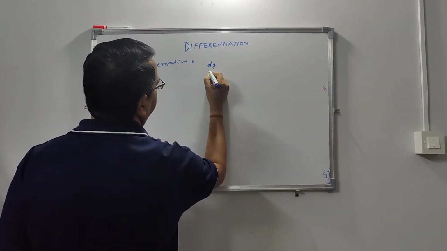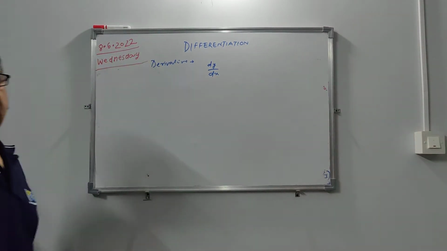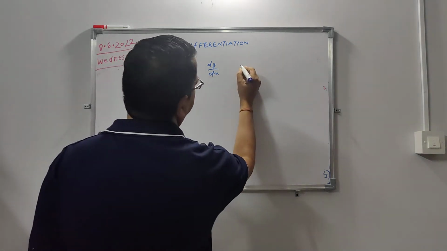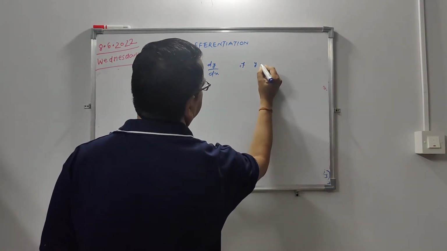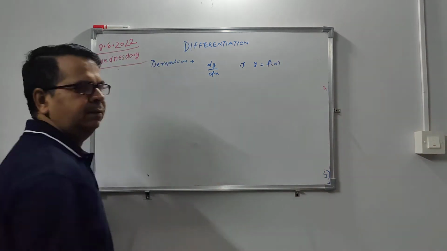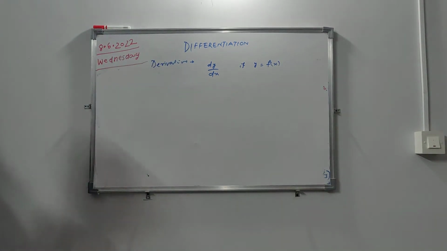dy by dx. If y is a function of x, dy by dx is called derivative. Sometimes it is otherwise called the slope.